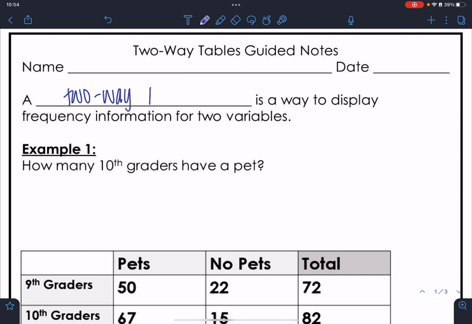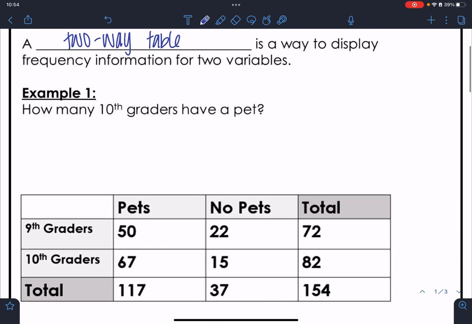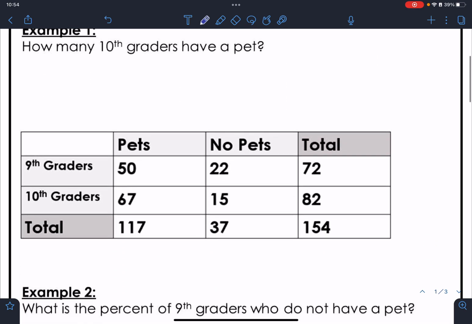Two-way table. You'll see a lot of questions like this. I know we already took the PSAT this year, but for those of you that are not yet juniors, that test your junior year will allow you to be exempt from your final exams or to get to leave school early your senior year. So I see these on that test all the time. So here's a two-way table. Let's just look at it first and then come back to the examples.